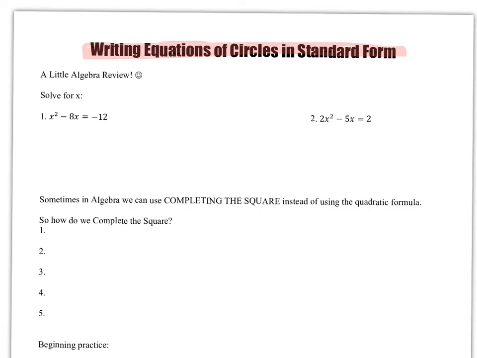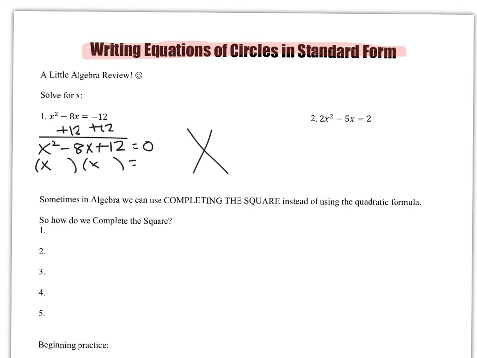If I look at number 1, how am I going to solve this type of problem for x? Well, because I see an x squared and an x, I know I have to factor. So I'm going to make my equation equal 0 by adding 12 on both sides. So I have x squared minus 8x plus 12 equals 0. Now I'm going to go ahead and factor it. I'm going to factor it with my x method, and I know it's x and x, that's why I set it up that way.